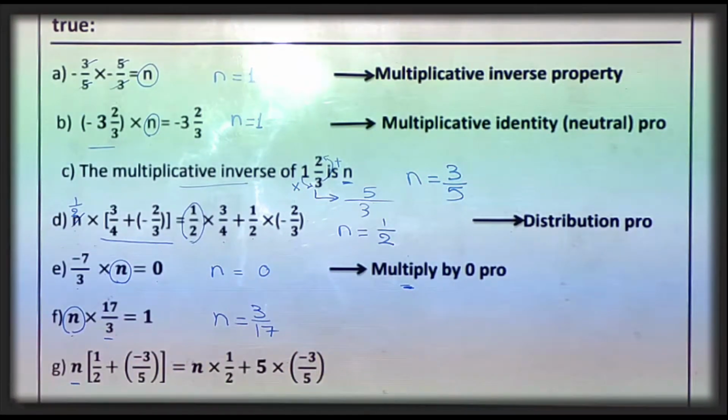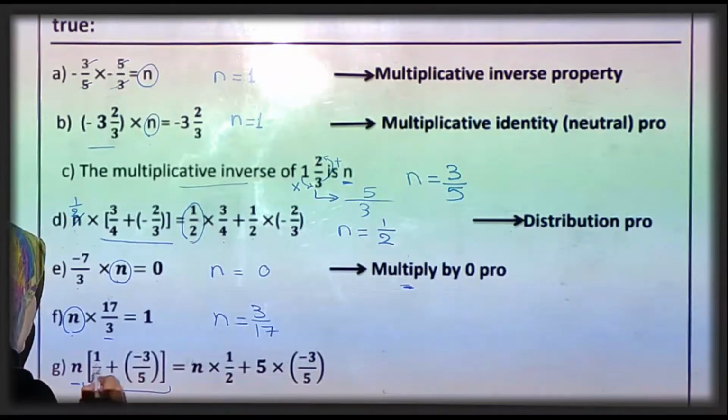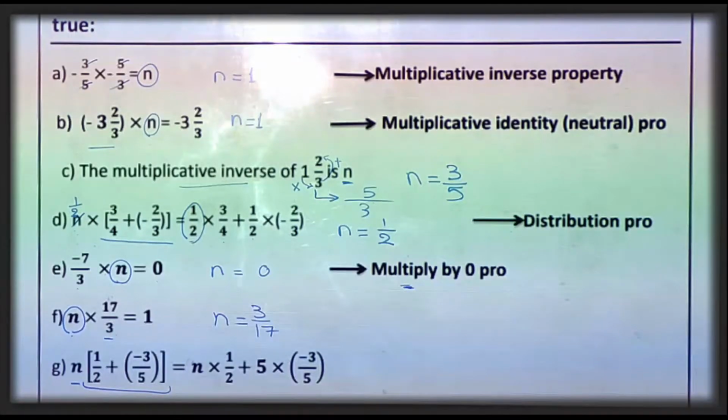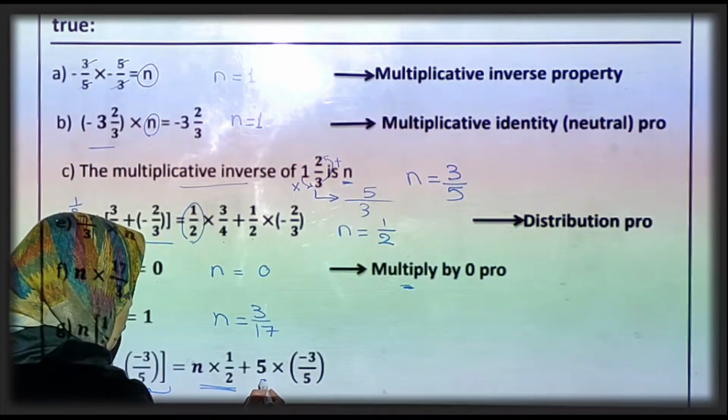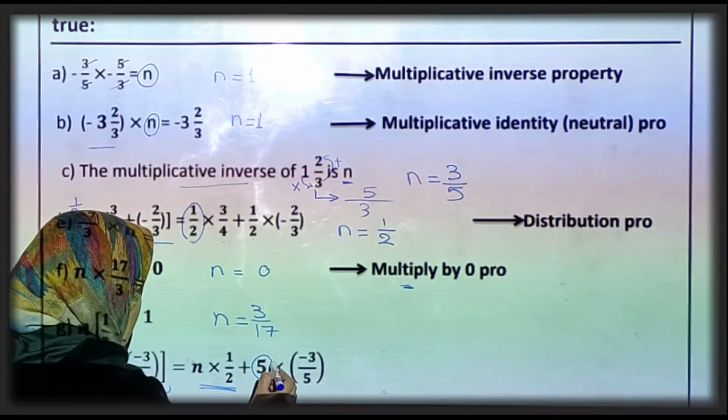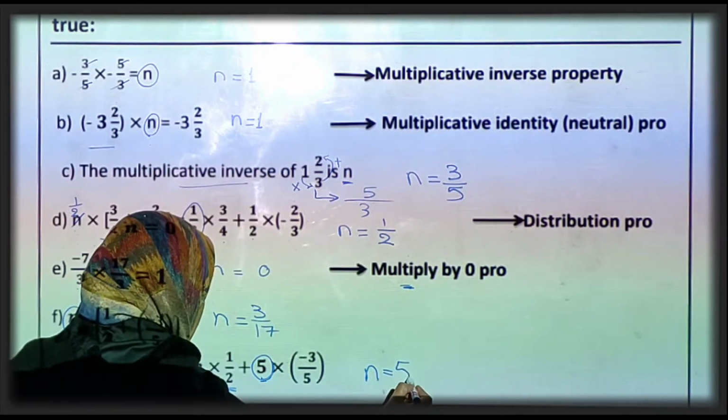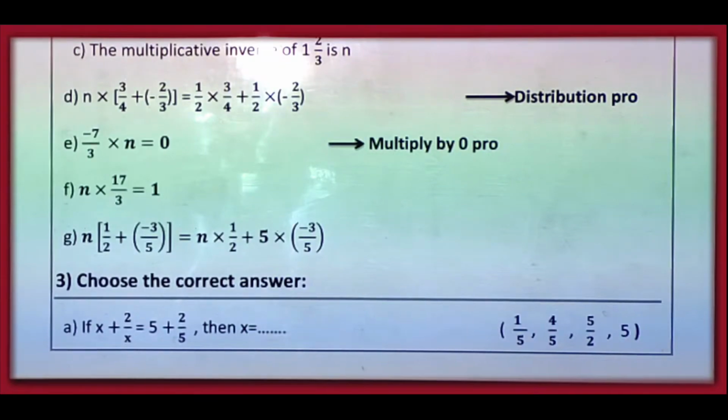To find n in this question, n multiply all this bracket. This is the distribution property: n multiply half plus n multiply negative 3 over 5. n multiply negative 3 over 5, so n equals 5. Number 3, choose the correct answer.